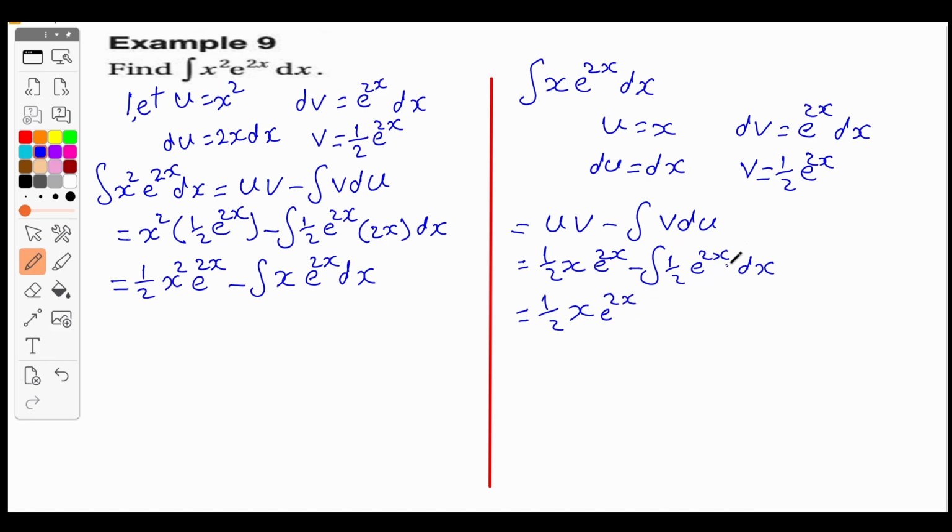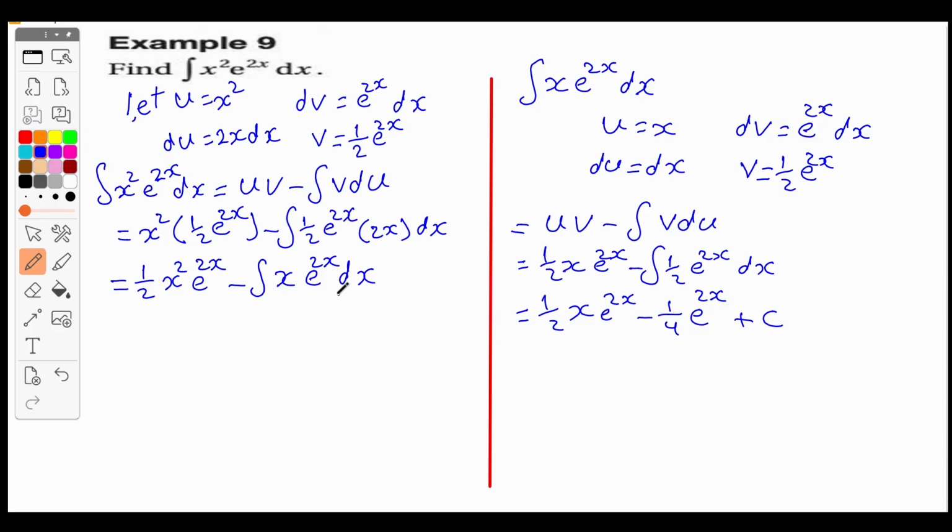Now how to integrate this one? E to the 2x, you should divide by 2, or multiply by half, and there is another half, so it will be minus quarter. Quarter here because of half times half. E to the 2x, then of course plus c. So this is the integral of this second part.